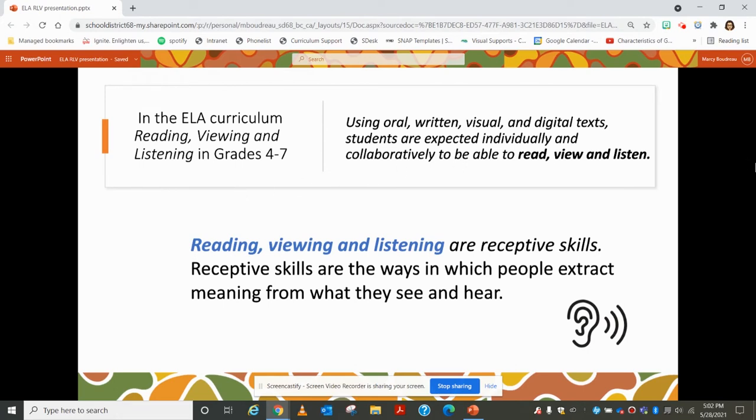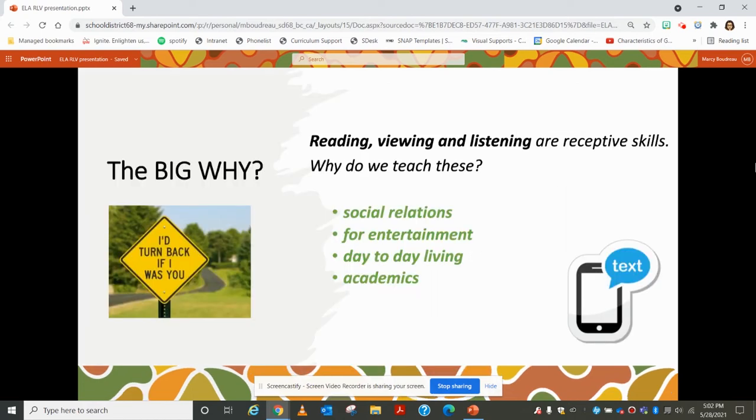In the curriculum for reading, viewing, and listening in grades 4 to 7, using a variety of texts to read, view, and listen are all receptive skills. These skills ask students to extract meaning from what they see and hear. Why are they important? Well, these skills help learners have positive social relations. It's used for entertainment, such as texting and responding to an email, as well as in day-to-day living, such as reading road signs and addresses, and of course, with academics.